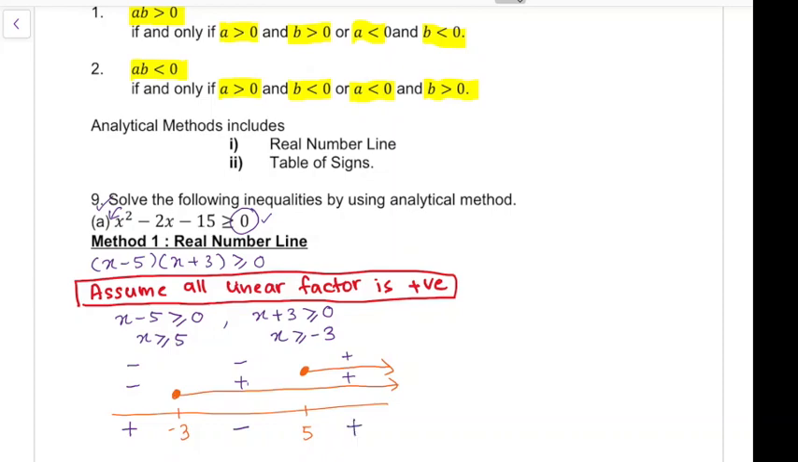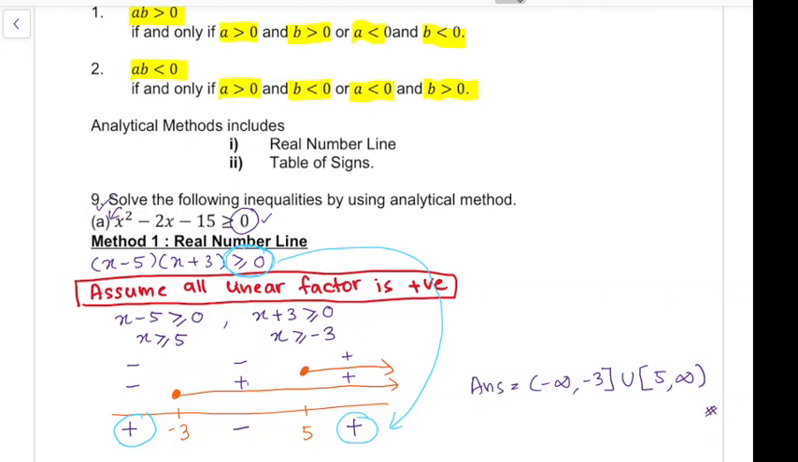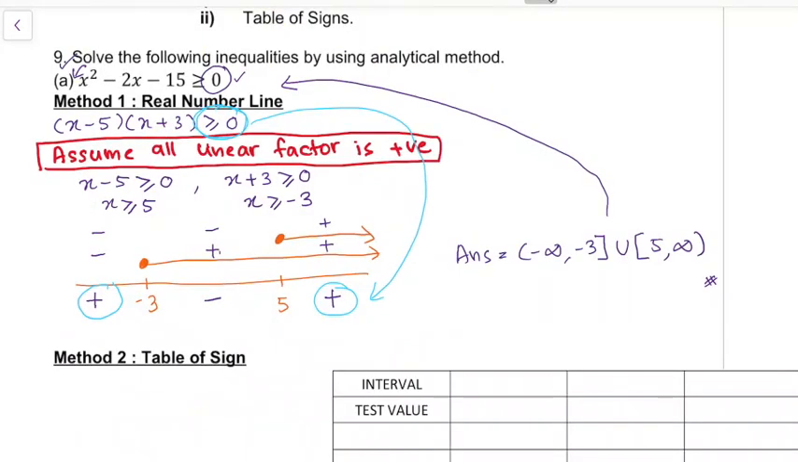We are looking for the product of these two factors are greater than or equals to 0 or positive number. So the required intervals are negative infinity to negative 3 union 5 to infinity. It means that when you substitute any number in this interval into the inequalities, you will get always greater than or equals to 0. Now let's try the table of sign method. This method quite similar with real number line method.